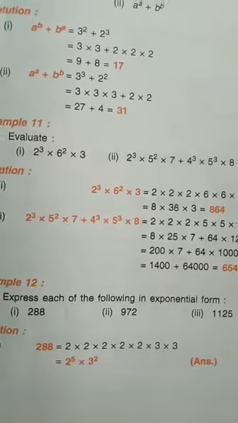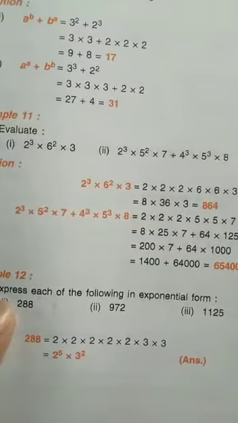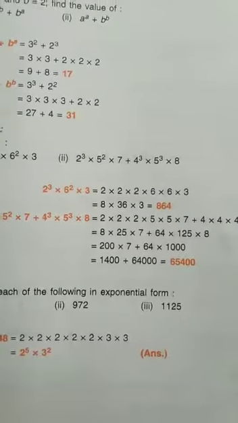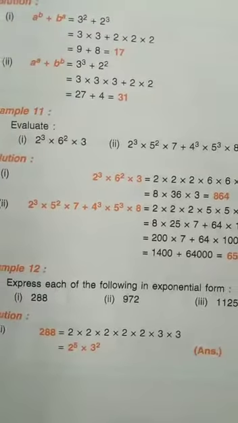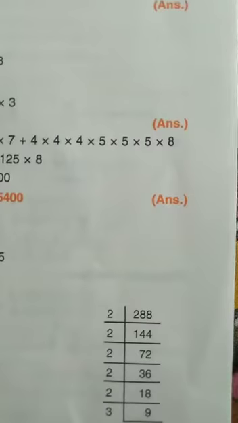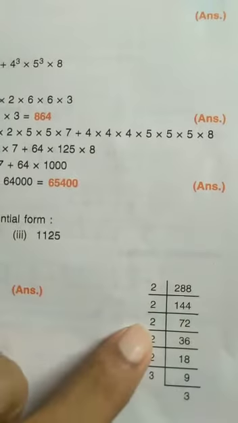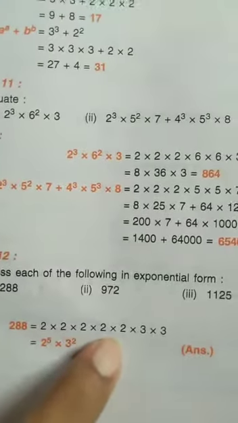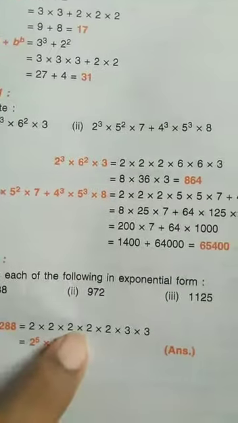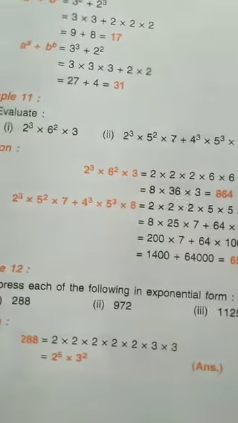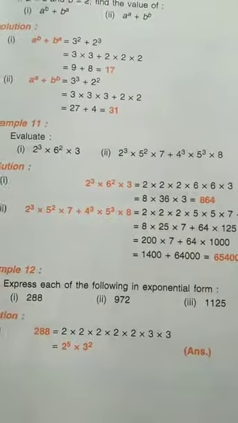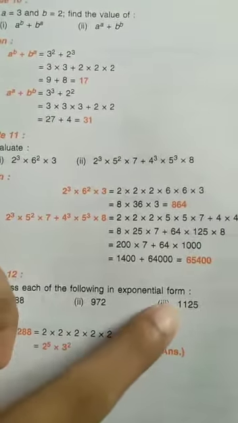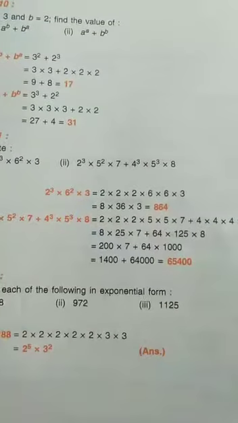Okay. So now express each of the following in exponential form. So if we want to express any number in exponential form, then we need to factorize it, is not it? So at first 288. If we factorize 288, then the result will be 2 into 2 into 2 into 2 into 2 into 3 into 3. So 2 to the power 5 into 3 to the power 2 will be the answer. Similarly, you can solve question number 2, 972 and 1125, is not it?